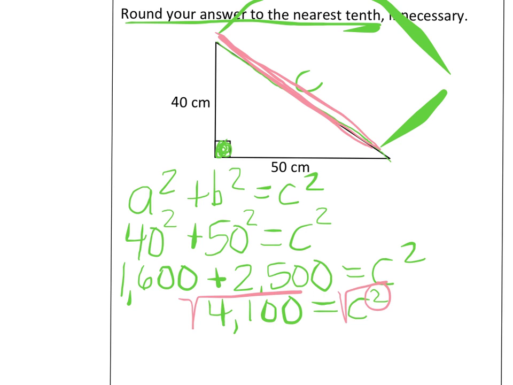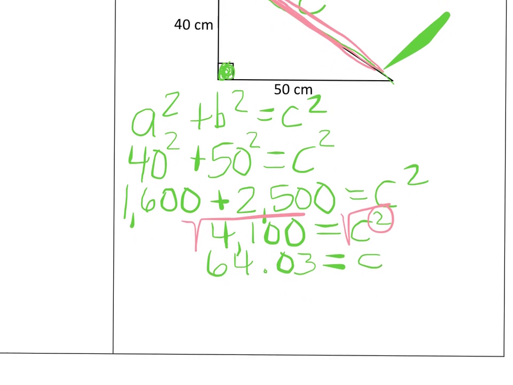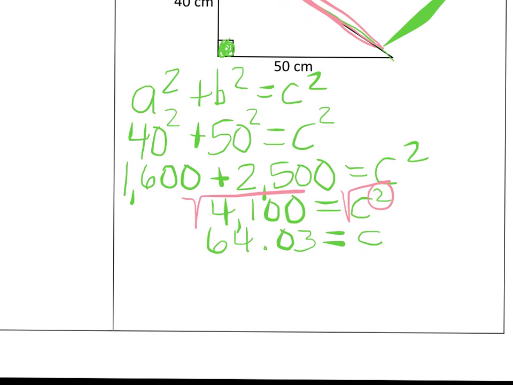And that will give us the side of our right triangle, the hypotenuse. So the square root of 4,100 turns out to be 64.03, and there's lots of numbers after that. But remember that it says to round to the nearest tenth, so I've gone ahead and carried it out to the hundredths place so that we can round that to the nearest tenth.